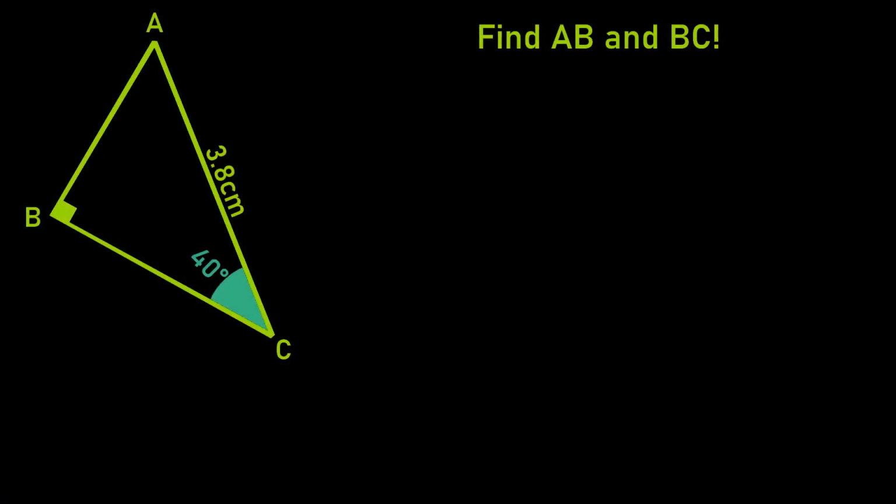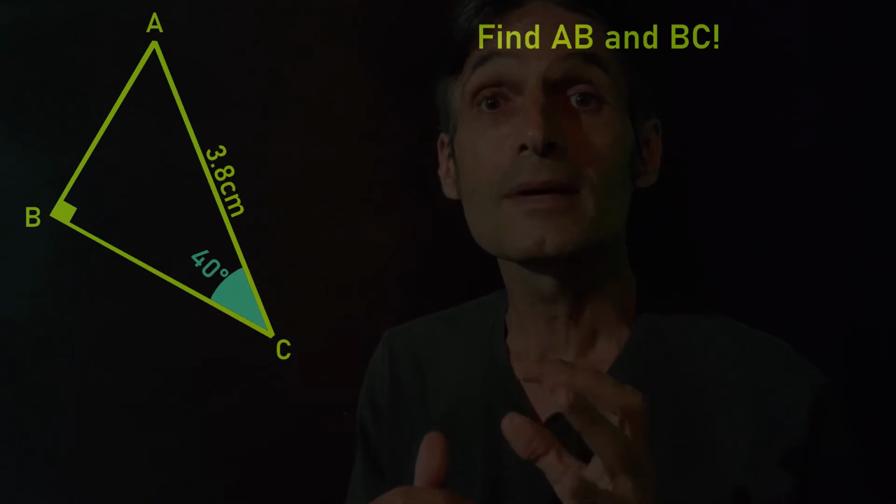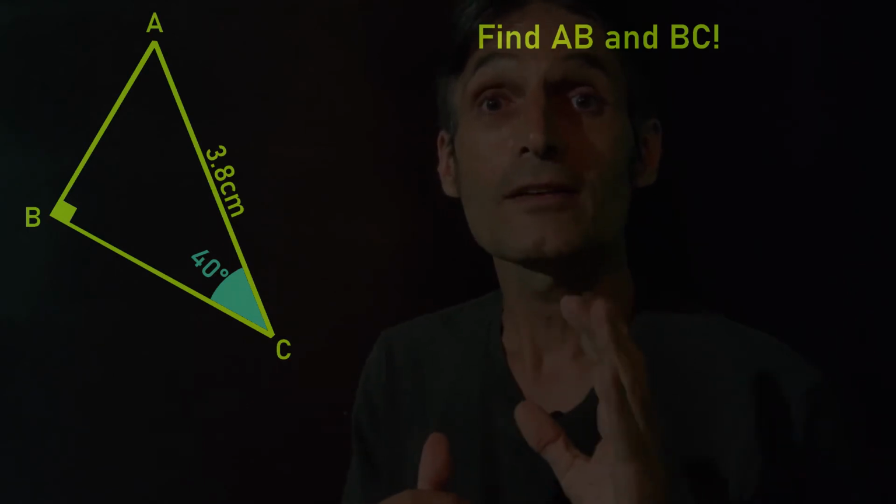First, an easy one. Here is a right angle triangle. Pause the video and try to find AB and BC. You will need a calculator. Are you done? Let's see that together.